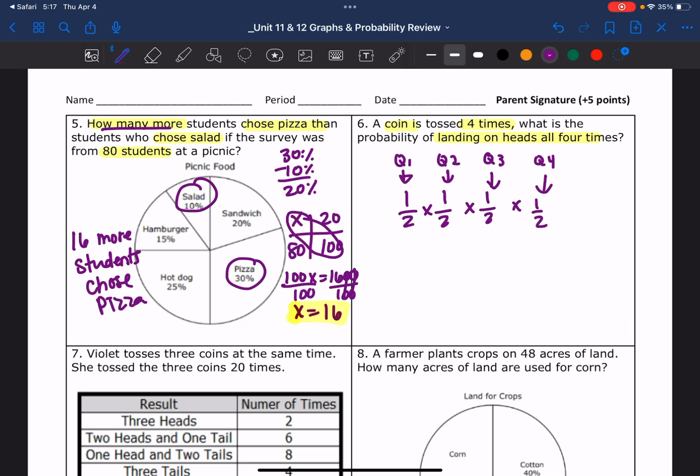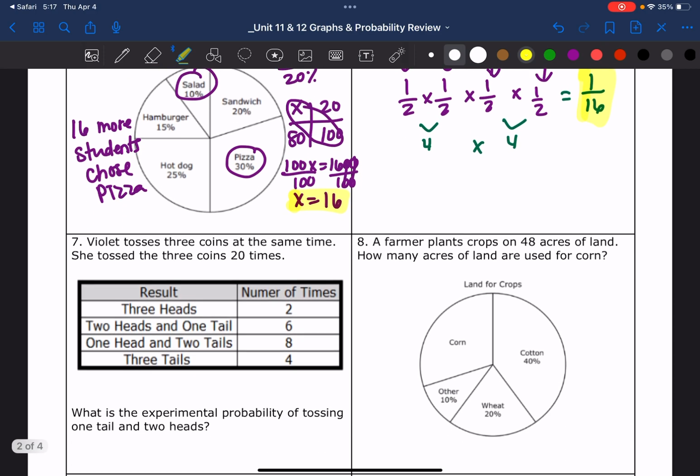Okay, so here, now all you have to do is top times top, bottom times bottom. So our answer is going to be 1 times 1 times 1 times 1, which is just 1. 2 times 2 is 4. 2 times 2 is 4. And then 4 times 4 is going to be 16. So our final answer is 1/16. All right, pause if you have to. I'm going to go to 7.